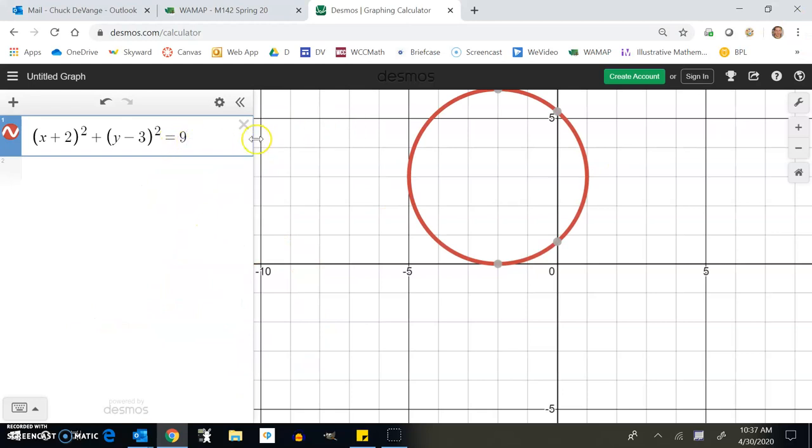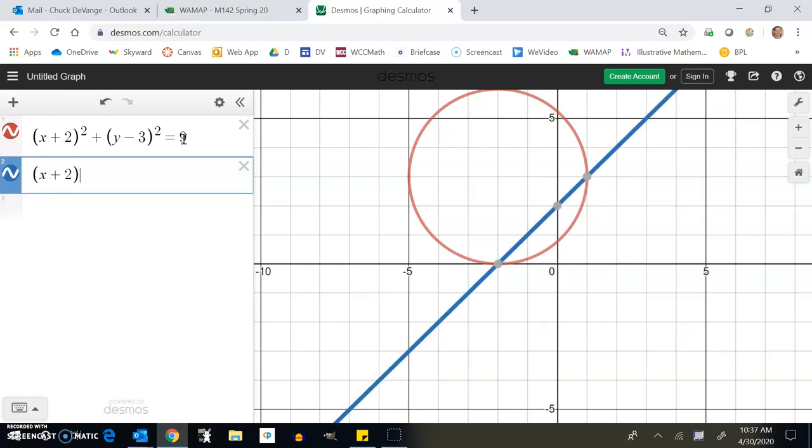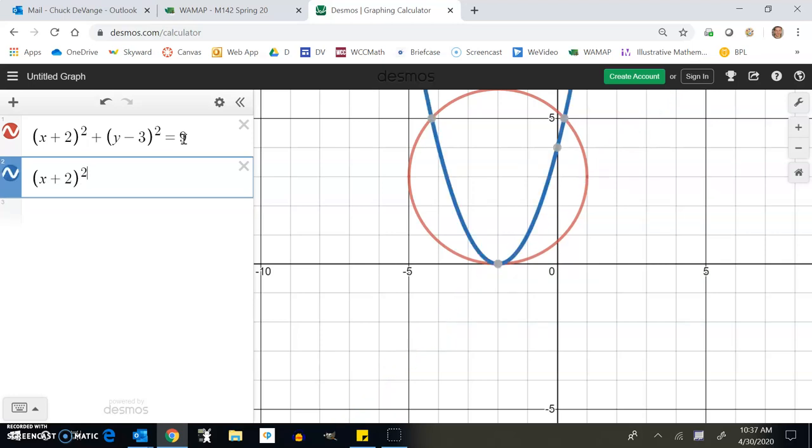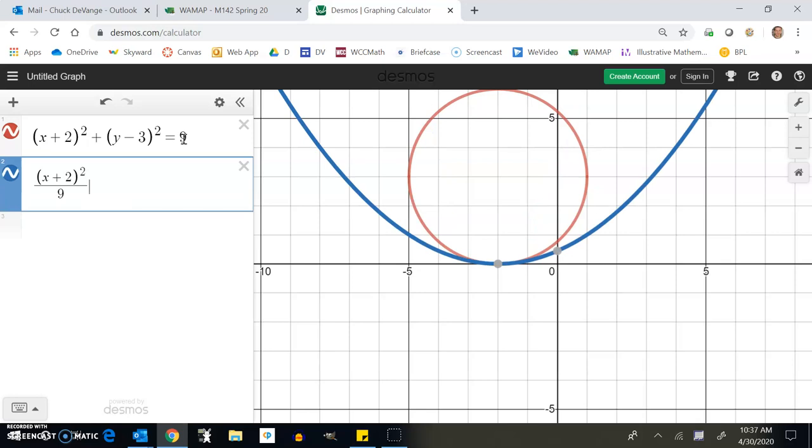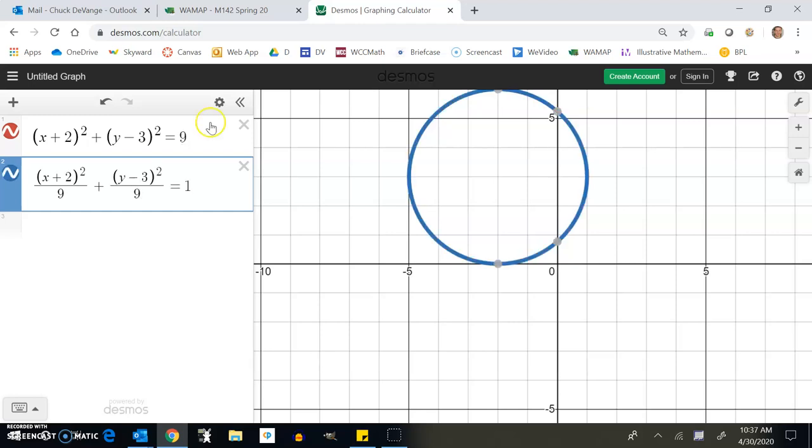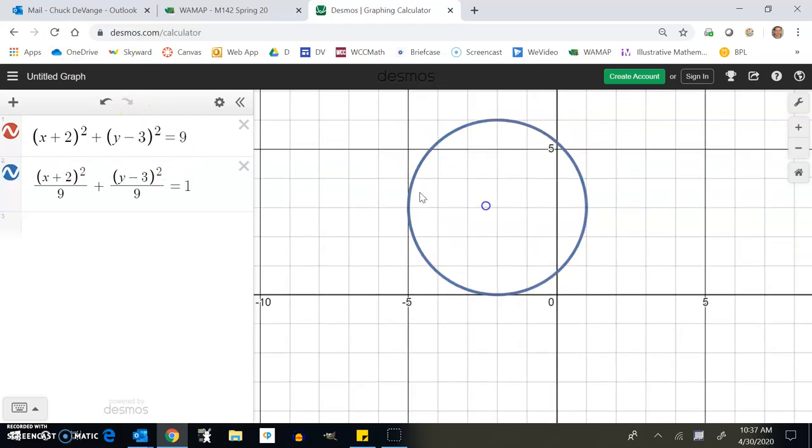Great. So one other thing I want to think about is, you know how I have this equal to 9? I could write this another way. I could divide everything by the 9. So it could be x plus 2 squared divided by 9, plus y minus 3 squared, and that's also divided by 9. And if I divide 9 by 9, that's equal to 1. And notice it's just a different way of writing the same circle.